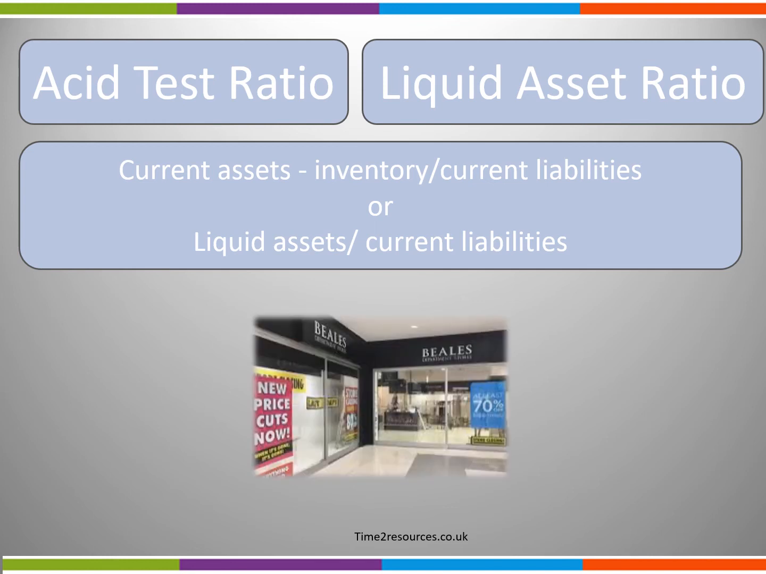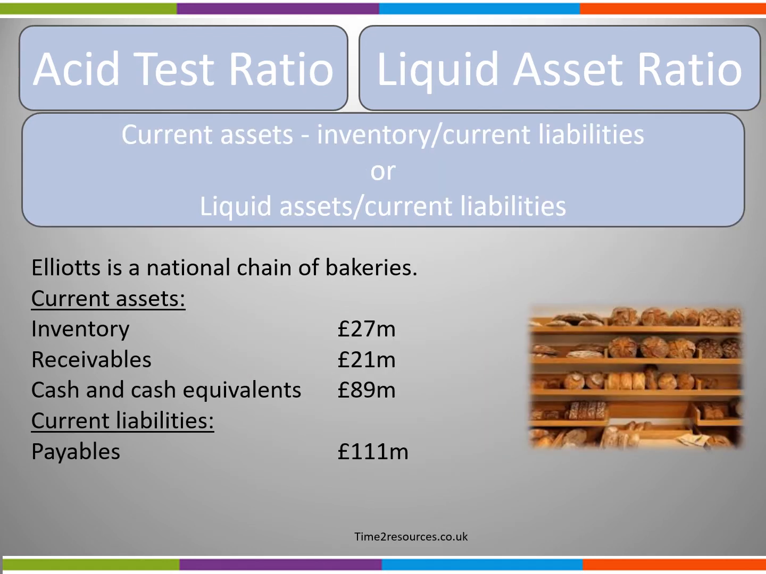When we see businesses advertising liquidation sales, this is an attempt to turn their stock into cash quickly and may indicate liquidity problems. Let's look again at our numerical example of Elliott's, the national chain of bakeries. Why not pause the video now whilst you see if you can calculate the acid test ratio for Elliott's.